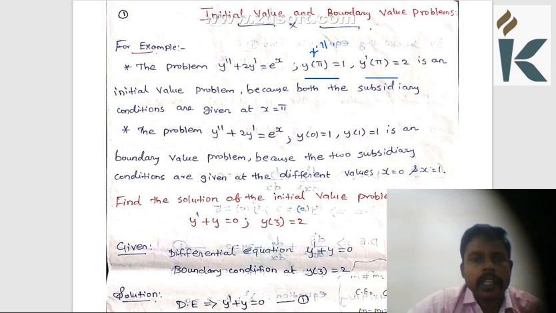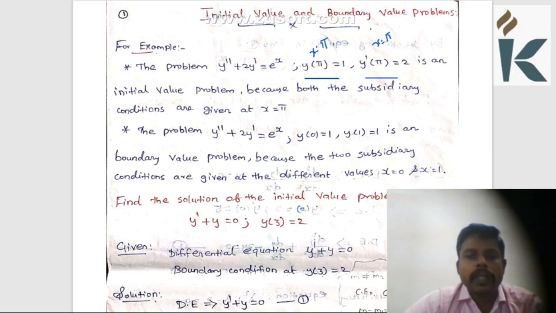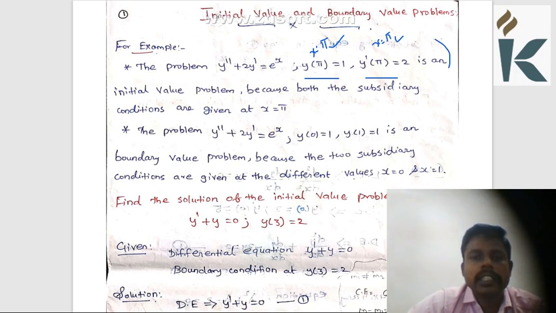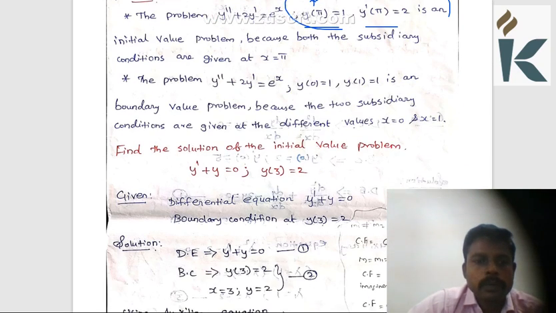And see this subsidiary condition, y dash of x. Here also the x value is given as pi. The two conditions are given at the same value, x equal to pi here and x equal to pi here also. In this case, we consider this an initial value problem. Now we go for the boundary value problems.